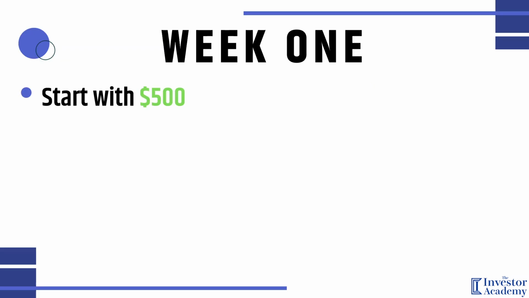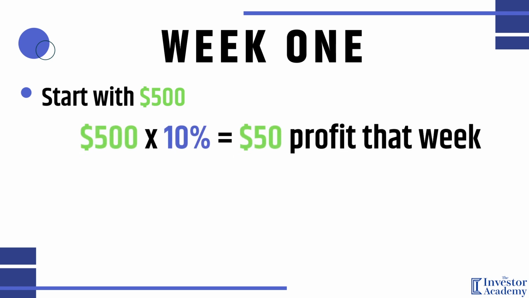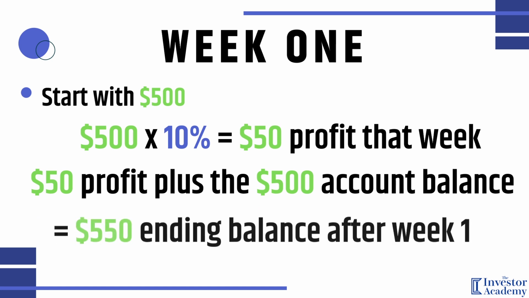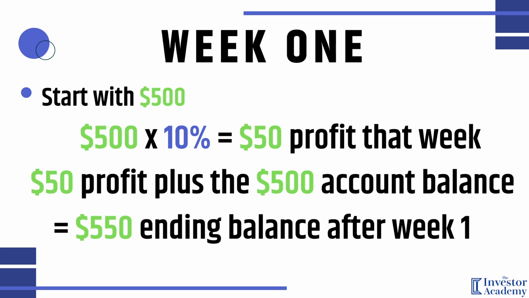So if you start with the $500 trading account and you catch 100 pips the first week, that means you made a 10% gain in your account. So here's how your account balance figures at the end of the first week if you started with only $500. You would have made a $50 total profit for that first week. The $50 profit plus your initial $500 account balance would yield a $550 final balance at the end of week 1. Now, that might not seem like much, but let's go to week 2.